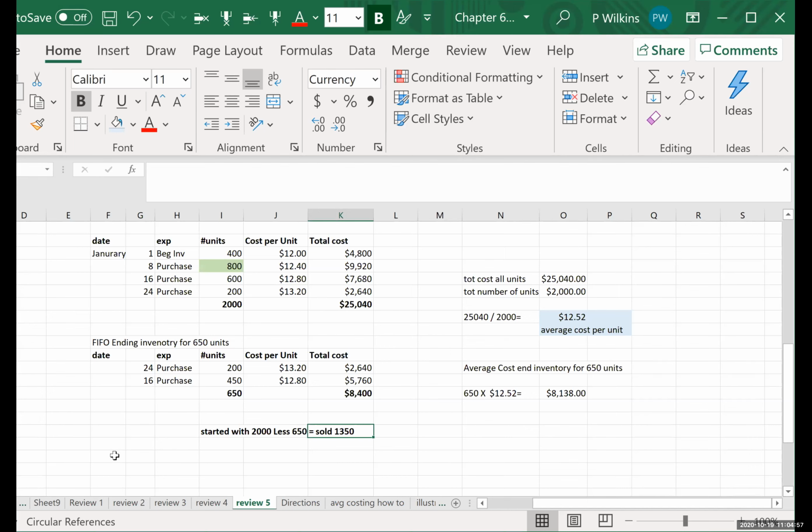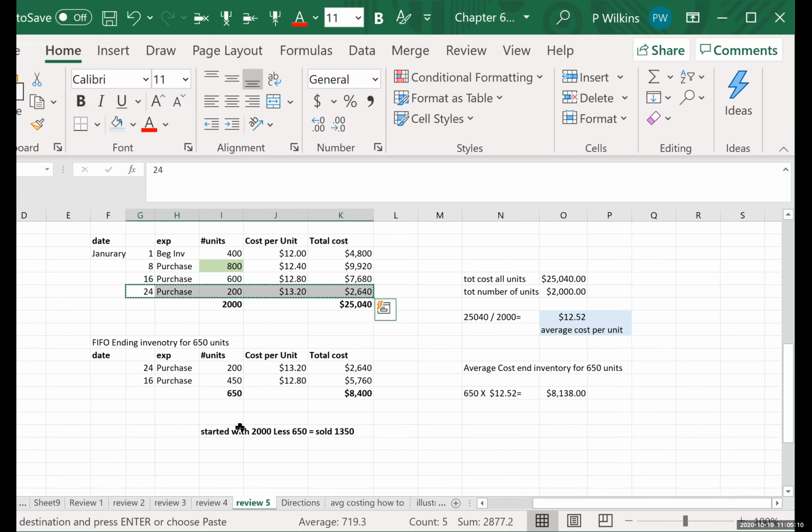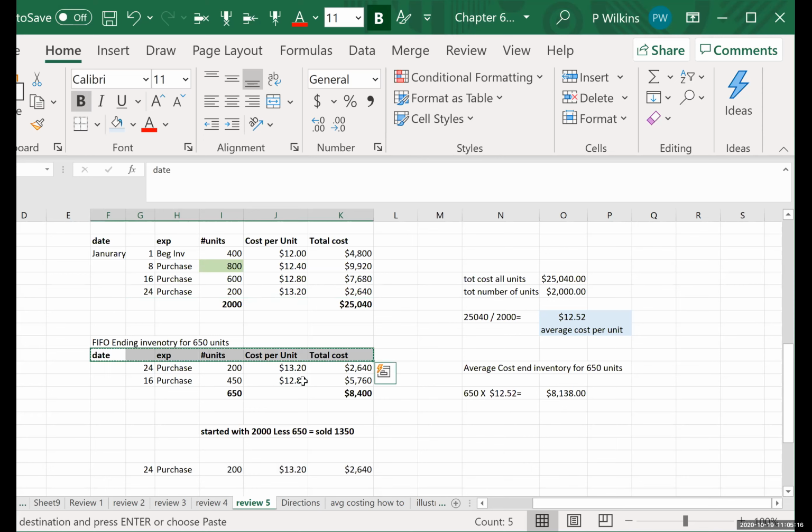So we're doing LIFO. We're solving for cost of goods sold. So we're starting from the bottom up until we get to 1,350. Bottom up. So we've got on the 24th, let me see, I need to put the titles up there. On the 24th, we have 200 units at $13.20 each for a total of $2,640.